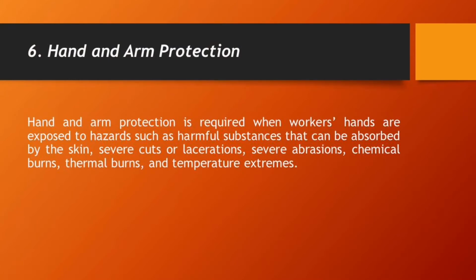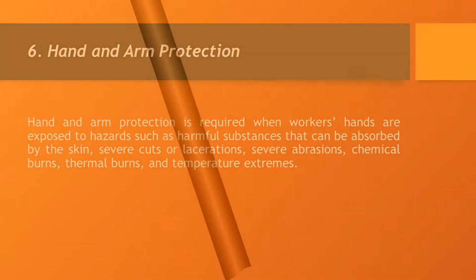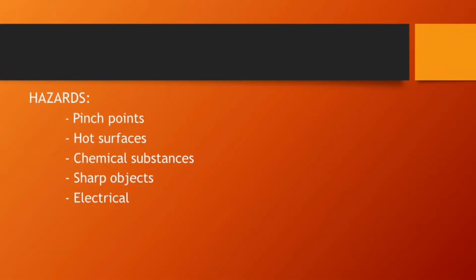Number 6 for the uses of personal protective equipment is hand and arm protection. Hand and arm protection is required when workers' hands are exposed to hazards such as harmful substances that can be absorbed by the skin, severe cuts or lacerations, severe abrasions, chemical burns, thermal burns, and temperature extremes. Examples of hand protection are appropriate gloves, hand pads, barrier cream, and sleeves for arm protection. The hazards are pinch points, hot surfaces, chemical substances, sharp objects, and electrical.